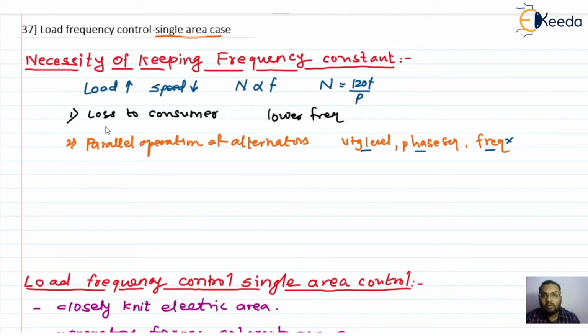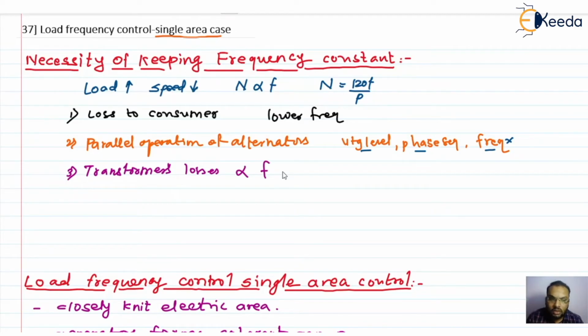The third problem is losses in the transformer. Transformer losses depend directly on the frequency. So if the frequency is increasing, losses in the transformer will increase. If it is decreasing, then it is okay, the losses will decrease. But when it is increasing, the losses will increase, which is also undesirable.